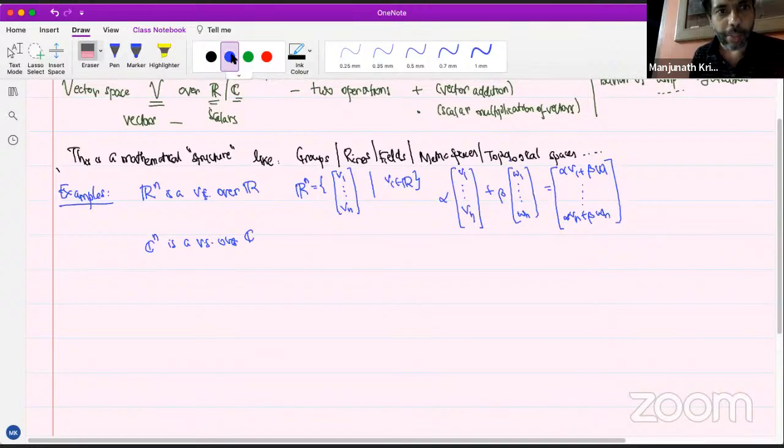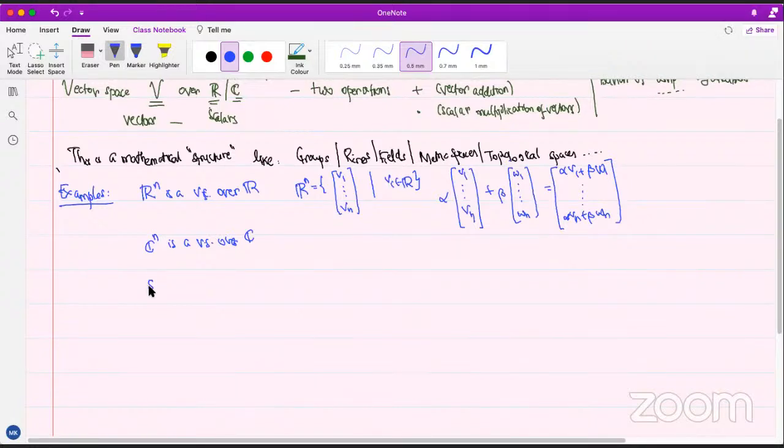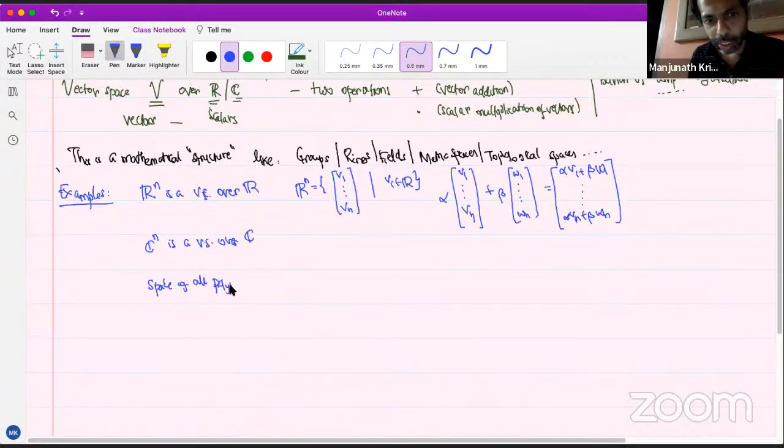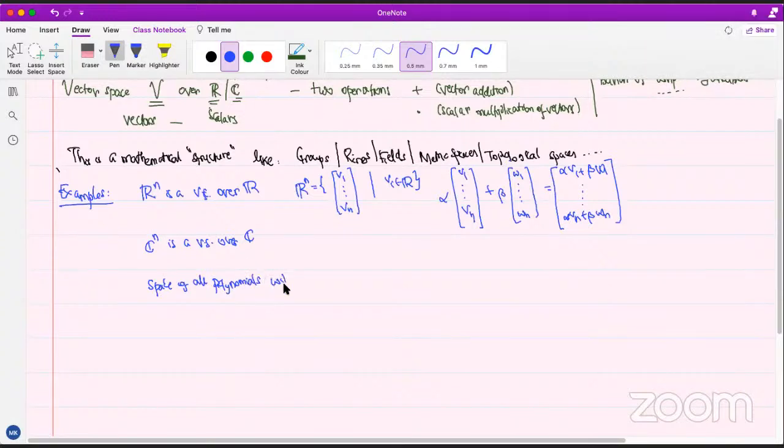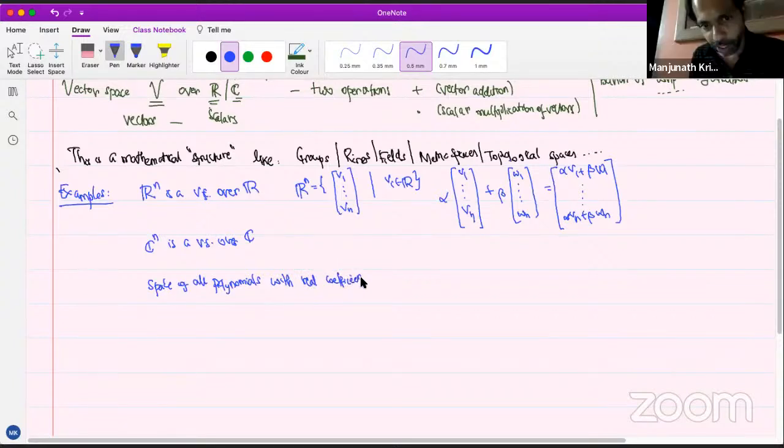Then what other examples can we say? Any other examples, you know? Polynomial. Okay. Space of all polynomials with real coefficients, let us say. Matrices. Okay. Square matrices, set of all square matrices, n by n square matrices. Okay, I will write that too. Let me first finish this one.